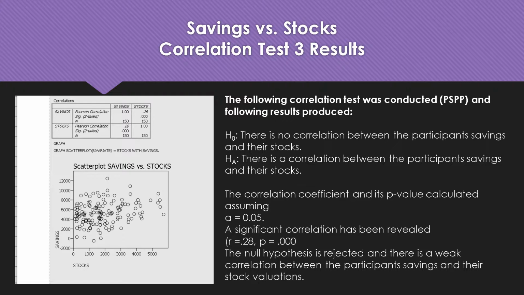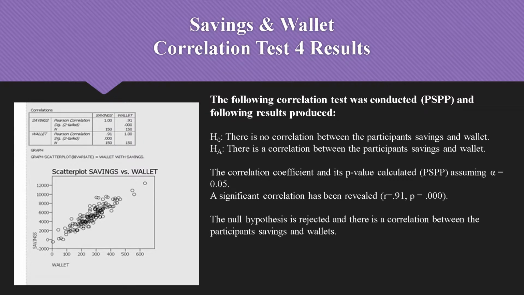In this case, the null hypothesis is rejected, and there is a weak correlation between the participants' savings and their stock valuations. As you can see from the graph at the top, as well as the scatter plot for savings versus stocks. Number 4, the null is no correlation between participants' savings and wallet, and the alternative, there is a correlation. Here our results were significant as well.